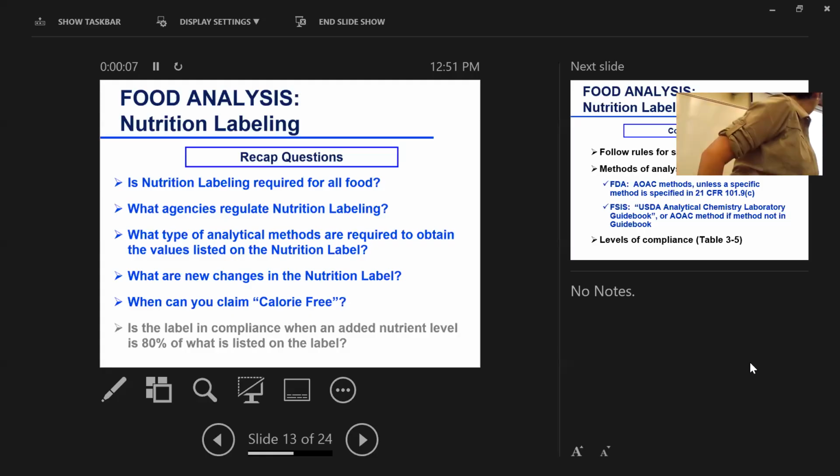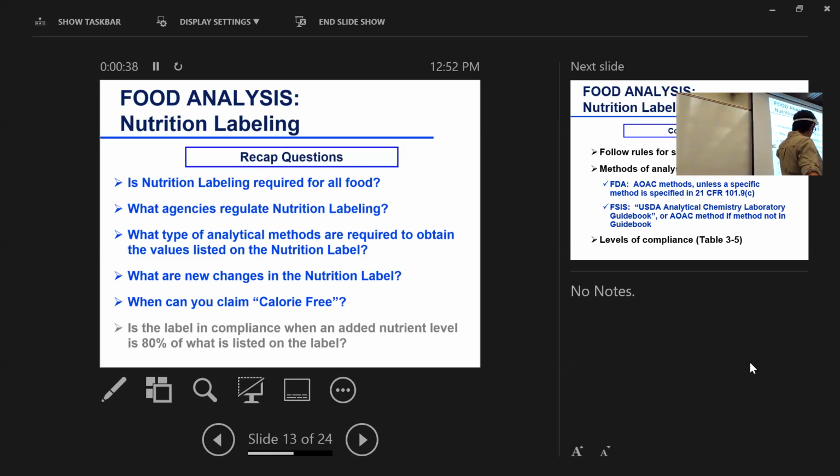All right. So is nutrition labeling required for all food? Gretchen? No. Can you give me a specific example of when it's not required? Poultry, meat, small packages. Small packages within a big package, produce. So there are exemptions for nutrition labeling, but in general, it's required. It's not optional unless in these specific cases.